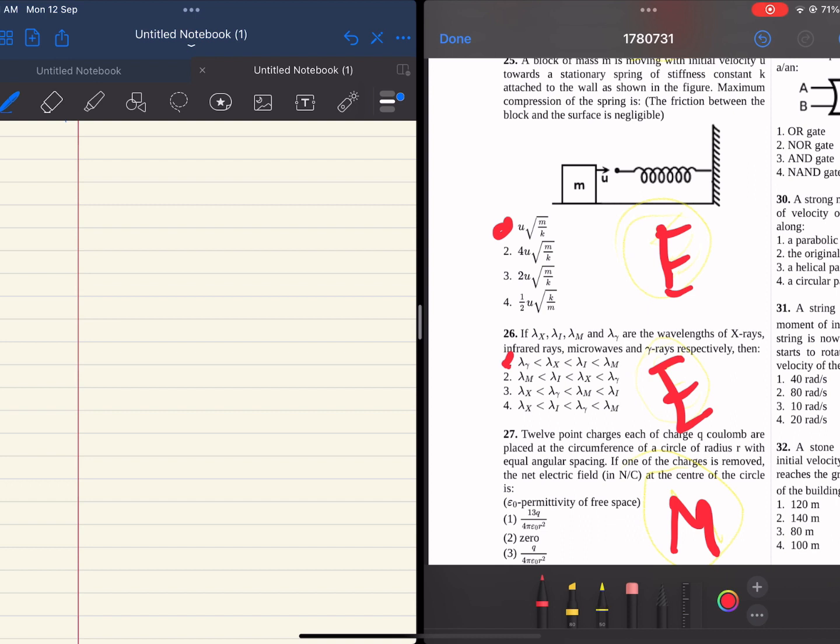Now moving on to the 27th one. 12 point charges each of charge q are placed at the circumference of a circle of radius r with equal angular spacing. Equal angular spacing means they make the same angle with each other consecutively.